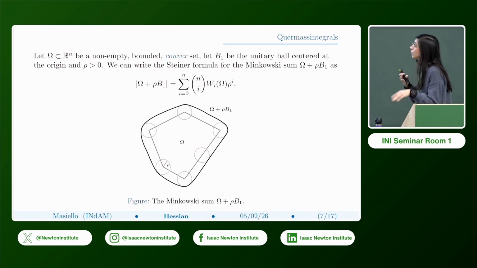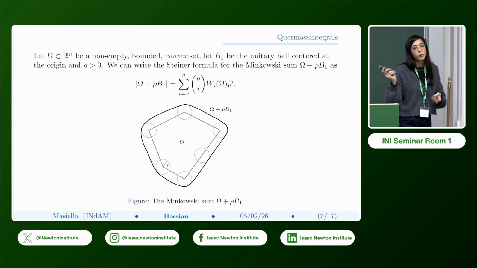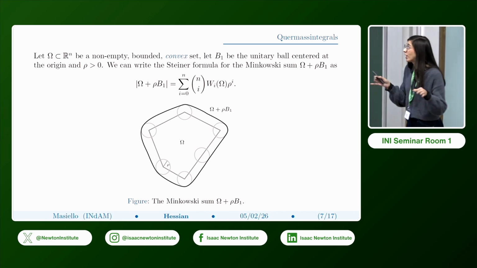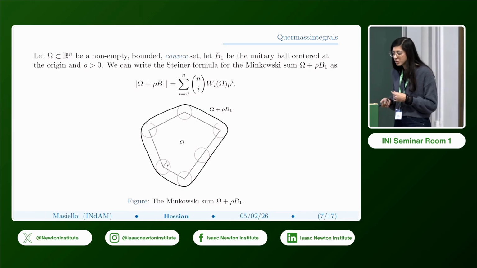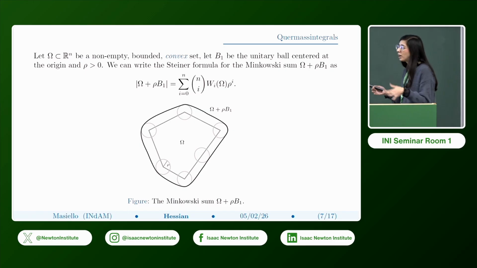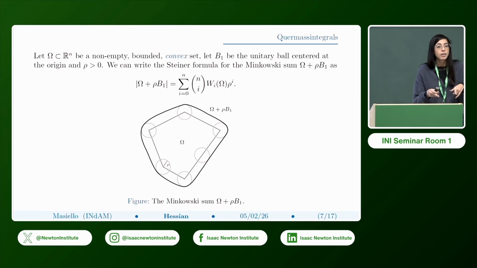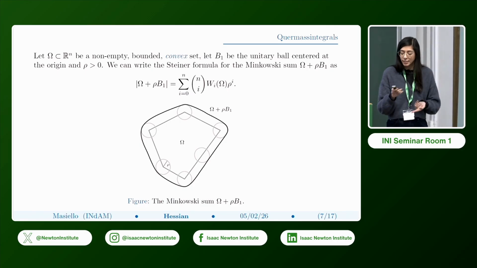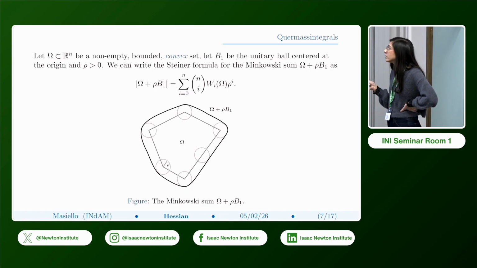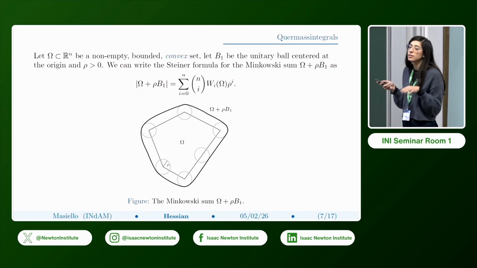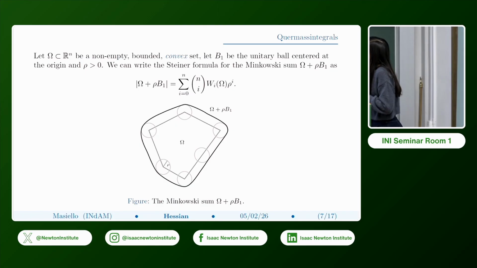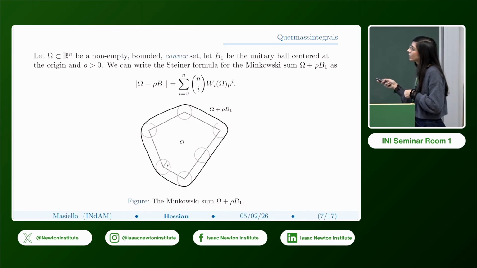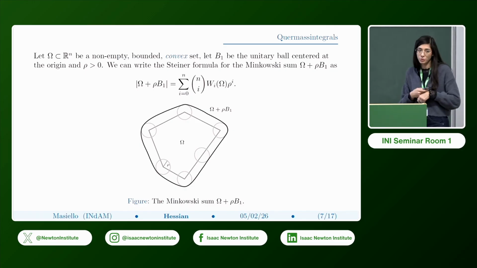To tell you what this symmetrization does, I have to tell you what the Quermassintegrals of a convex set are. You can think about these quantities as geometrical quantities that describe the shape of your set, and they appear in the Steiner formula for the volume of the Minkowski sum between a convex set omega and a ball of radius r.